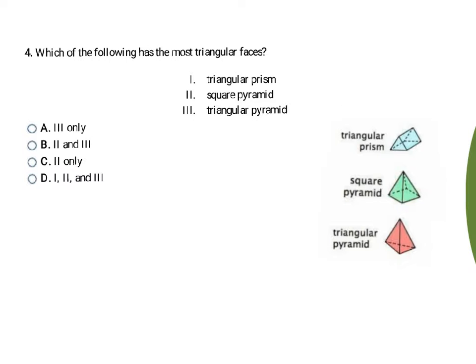And so which one of these is going to have the most triangular faces? Well, a prism is just going to be 2 triangles connected by 3 rectangles. A square pyramid is going to have the square on the bottom, and then each of the four sides of the square is going to have a triangle coming off of it, so that's going to be 4. And then a triangular pyramid is going to be a triangle on the bottom and have 3 triangles coming off the side for a total of 4. So a square pyramid and a triangular pyramid both have 4, so that's option 2 and 3, which is going to make B my final answer.